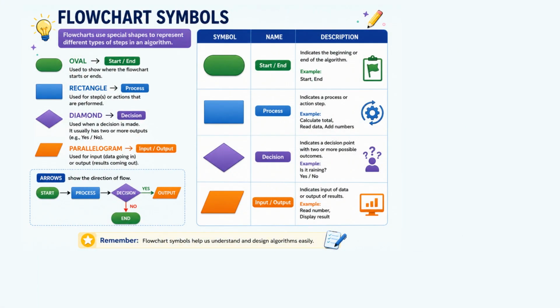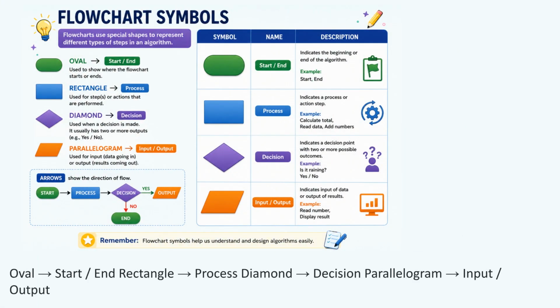Flowcharts use special symbols. The oval symbol indicates the start or end. A rectangle shows a process or action. The diamond shape represents a decision point, typically with 2 or more outcomes. The parallelogram is used for input or output. Arrows show the direction of flow.